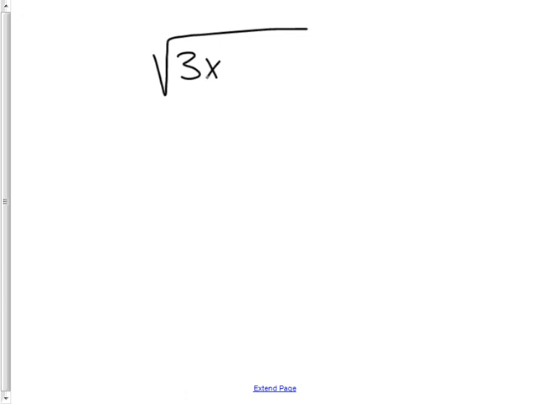Square root of 3x minus 4. Okay, write that one down. Because this kind, you can't have negatives underneath that root. So here's a new way to do this. Picked up from one of my colleagues.